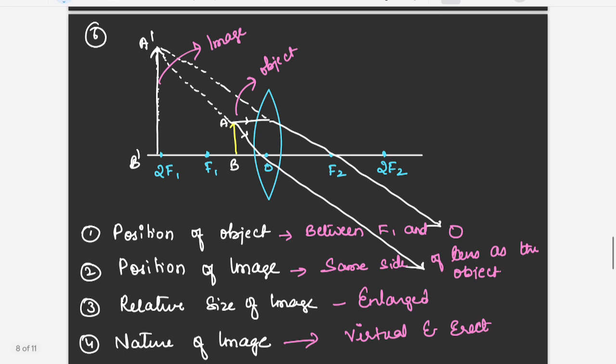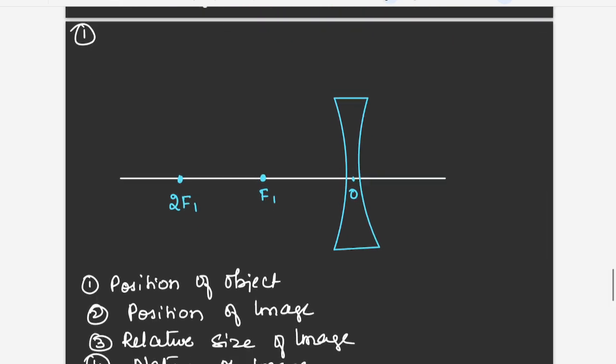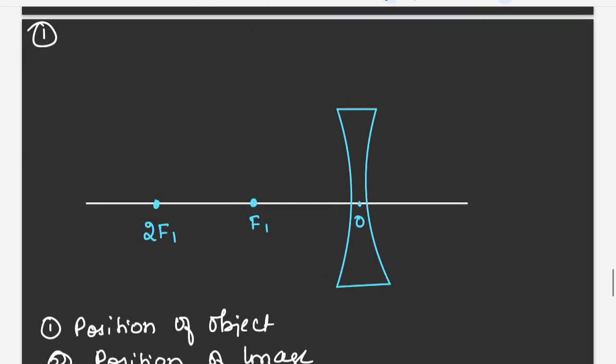So out of the 6 ray diagrams, you can see only here in the 6th ray diagram, there is a difference. Virtual and erect, and the image is formed on the same side where the object is placed. So this much you will learn. Next we will go for the concave lens.